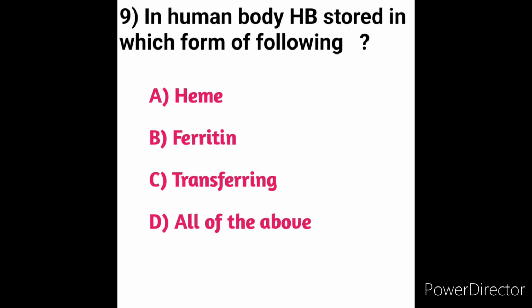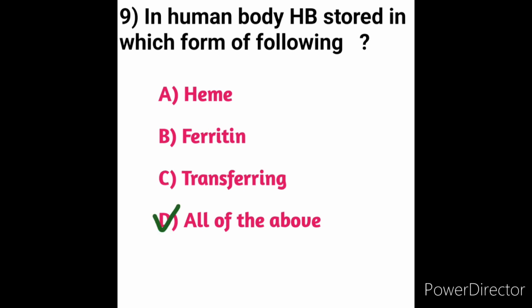The iron contained in the heme portion of hemoglobin may be stored in the liver or spleen, primarily in the form of ferritin, or carried through the bloodstream by transferrin to the red bone marrow for recycling into new erythrocytes. About 70% of the body's iron is found in the red blood cells, called hemoglobin. In the human body, hemoglobin is stored in the form of heme, ferritin, transferrin. So here in these options, option D, all of the above, is the correct answer.